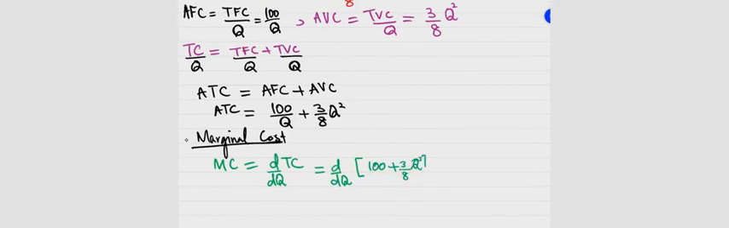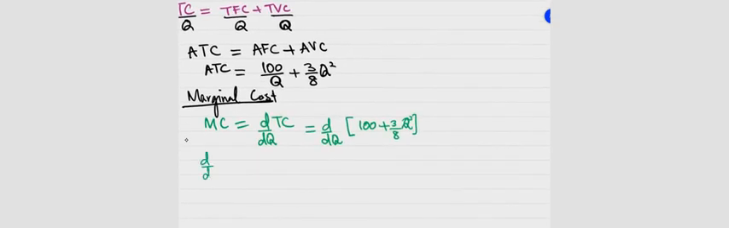Now we compute marginal cost. Marginal cost represents the rate of change in total cost with respect to output. That is, how much the total cost changes when there is an additional production of output. So we have to differentiate the total cost function with respect to quantity, and that makes it 100 plus 3/8 Q cubed. We take the derivative of this.